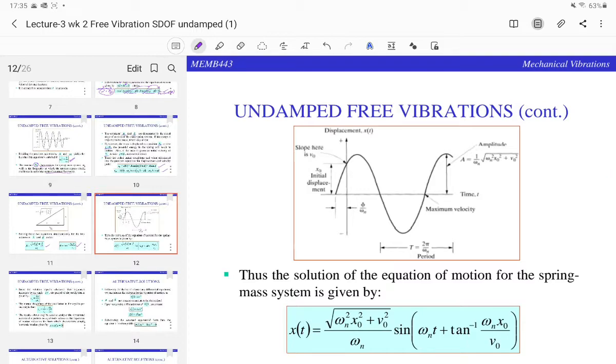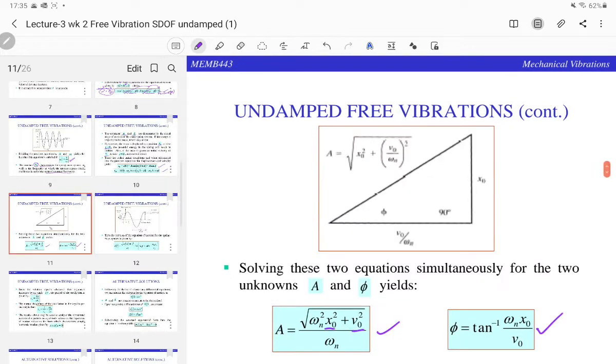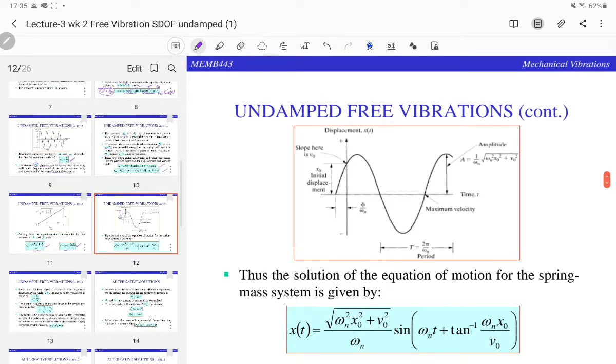So this is the full solution. If you remember, we already substituted your A and your phi into this full equation in terms of initial values. So from those initial values, you can get the full expression or the solution for your equation of motion. And these values have meanings to them.